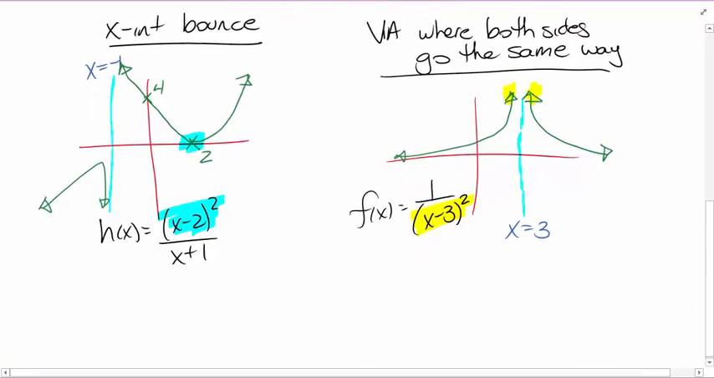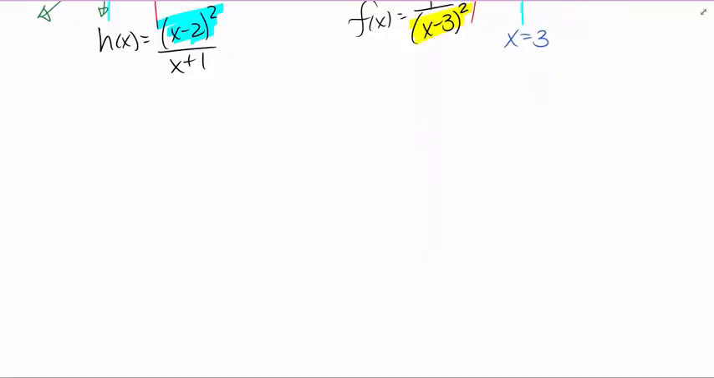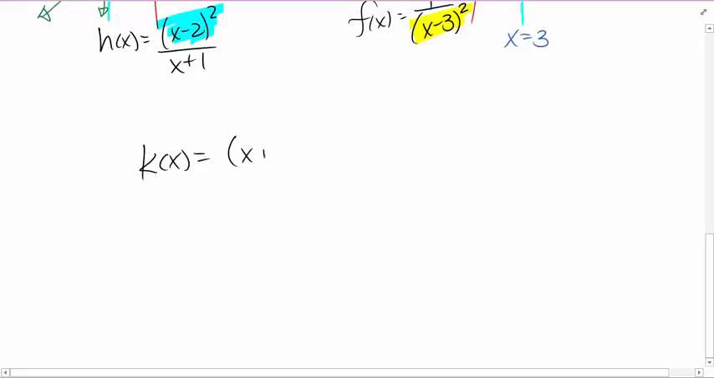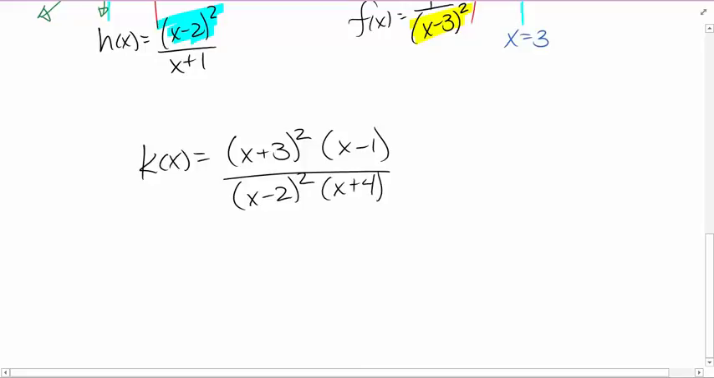All right. I'm going to leave you with a function today that I want you to think about. I want you to consider. You can graph it using Desmos. You can graph it using your calculator. But I'm going to give you the factored form of k of x. The numerator is x plus 3 squared times x minus 1. x minus 2 squared times x plus 4 will be our denominator.